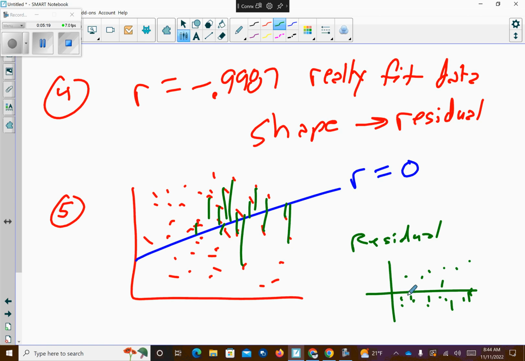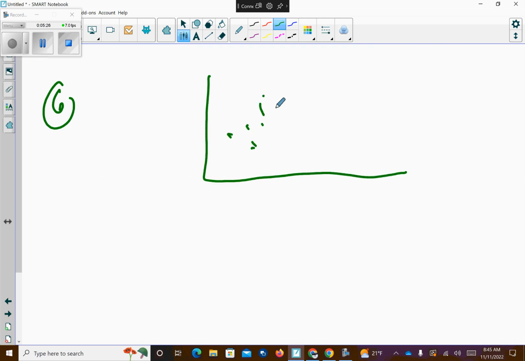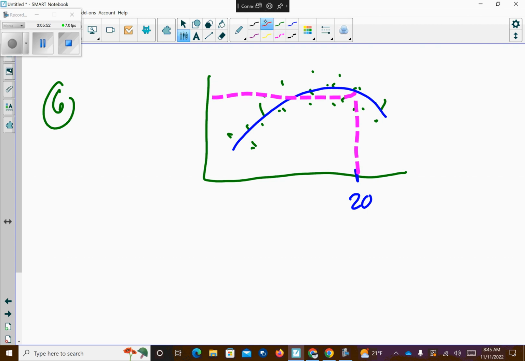Second page, use the regression model above. It's number 6. So we have kind of a scattering from our data. It looks like something like this. So it looks to be a parabola that's going to fit. Predict the response variable when the explanatory variable is 20. So if you went to 20 and you came straight up, and then you came straight over to the y, that's going to be about 85.